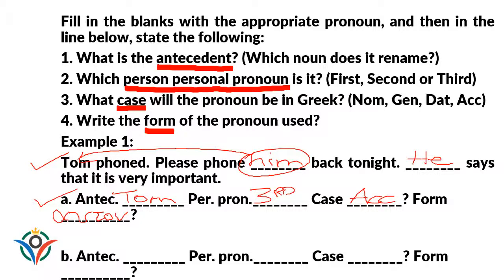And then let's do the example of he. So the antecedent for he, once again, is also Tom. Personal pronoun, it's also a third person personal pronoun, but the case this time, it's now in the nominative case, and the form would therefore be autos. All right, let's do one more example together.